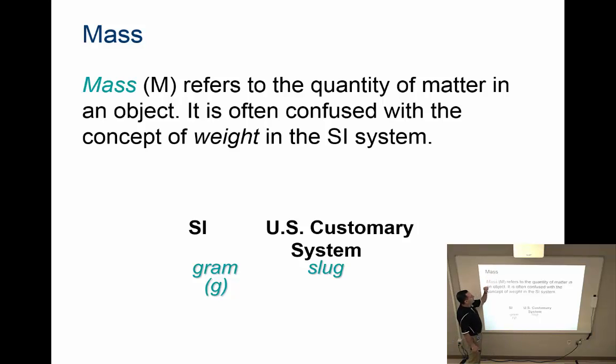All right, let's talk next then about mass. Mass refers to the quantity of matter in an object and is often confused with the concept of weight. In the SI system, the units that we use for mass are grams. In the US customary system, the unit for mass is the slug.